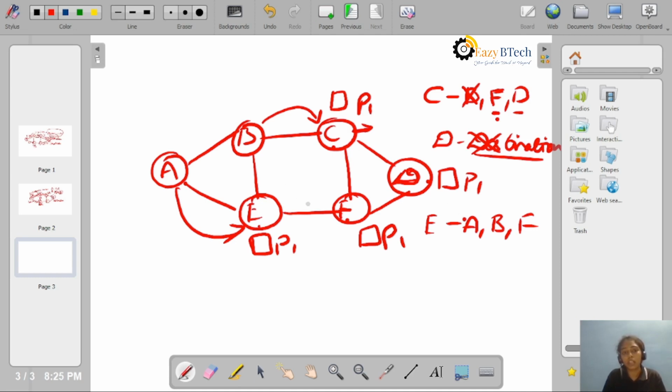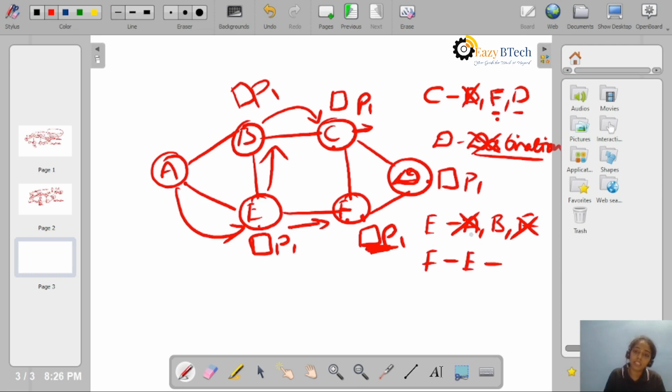It receives a data packet from A, so kindly ignore that. It does not receive a data packet from B, and B doesn't have a data packet because it passed the data packet P1 to C. F already has the data packet, so it ignores that. Next, F is interlinked with E, C, and D. Okay, I'll draw in a new manner.